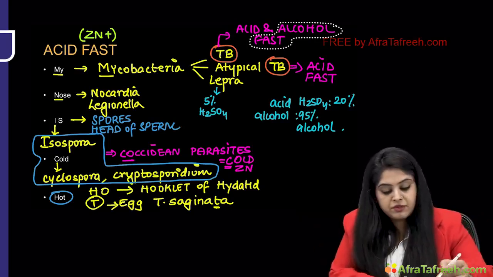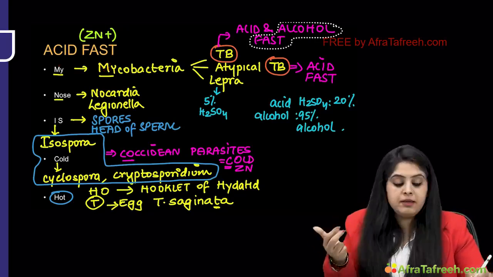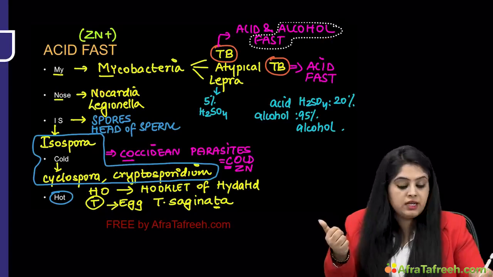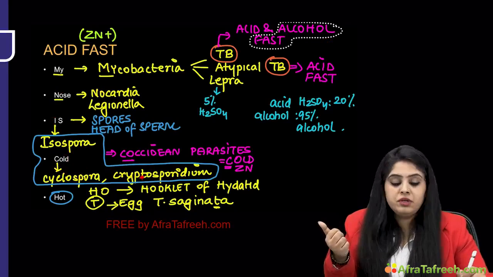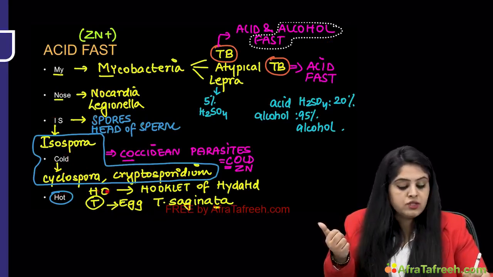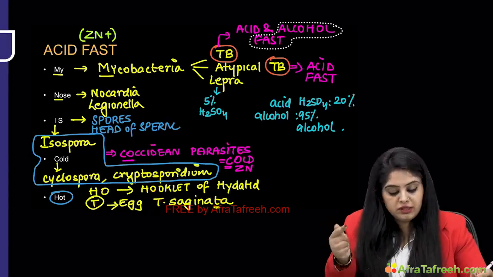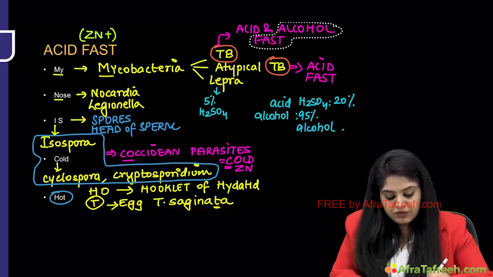Let's do a very rapid review. MY stands for all mycobacteria: TB, atypical TB, leprosy. NO for Nocardia, Legionella. I and C for Isospora, Cyclospora, Cryptosporidium. S is going to be for spores and sperm. And hot, HO is going to be the hooklet. And T is going to be the egg of which? Taenia saginata. These are all the things which are ZN stain positive.